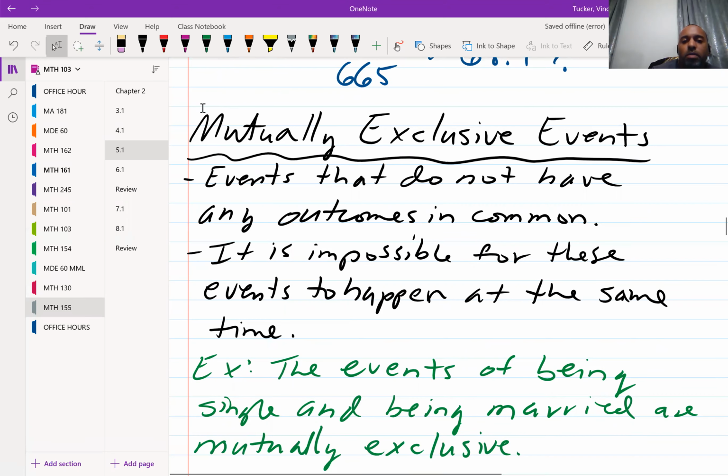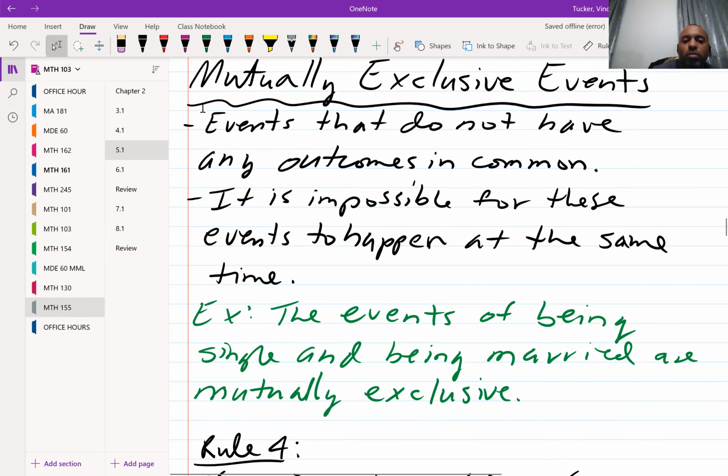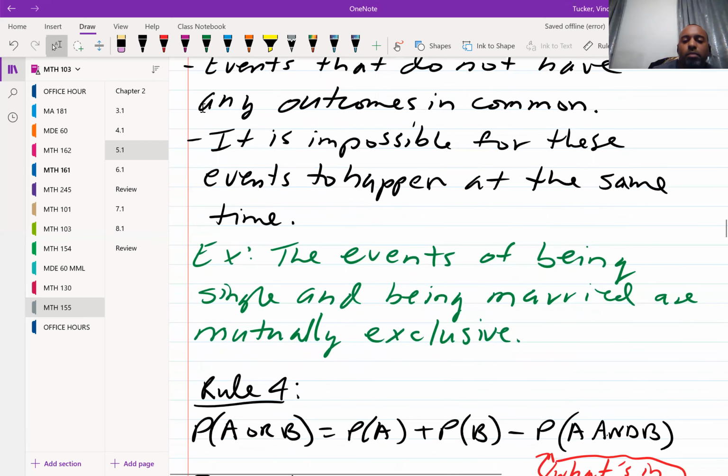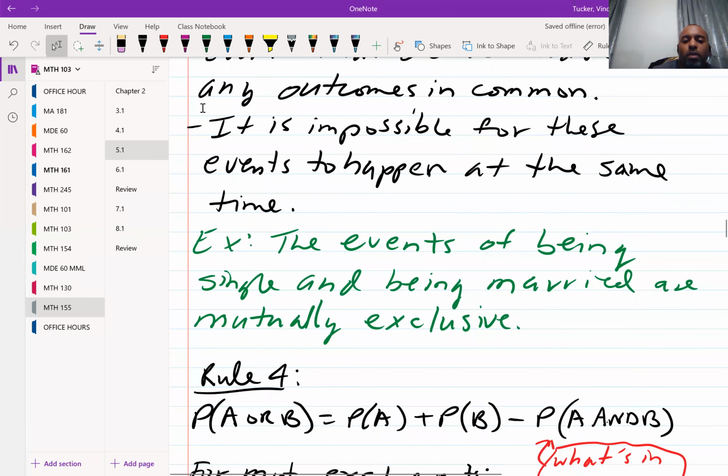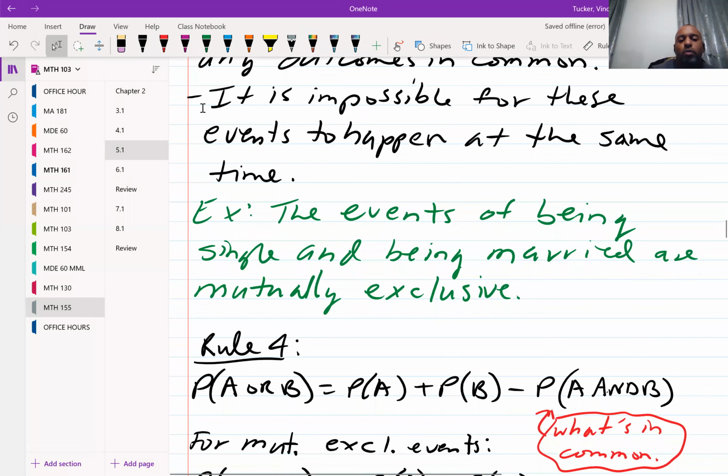All right, gotta scroll up some. So rule 4 actually leans into what we just finished doing with those two events that had that 98 in common. Notice what we did here. We take the probability of A plus the probability of B minus the probability of what's in common. And like I said, that's what we did with that 98. Subtracted the 98 from the addition of the two totals.